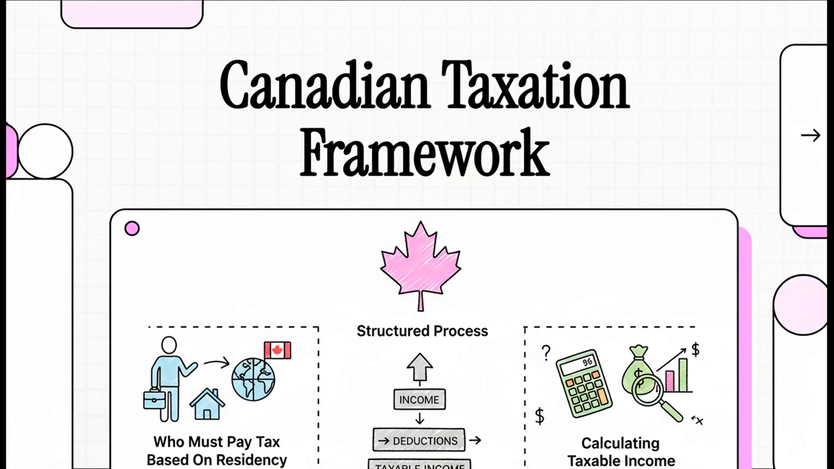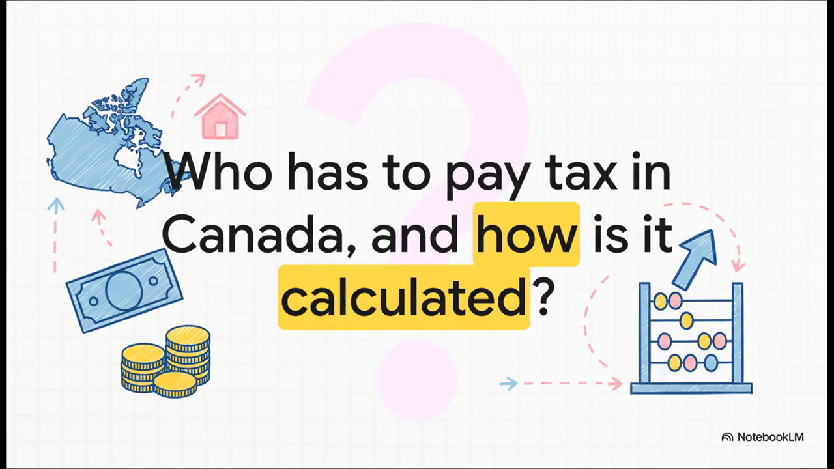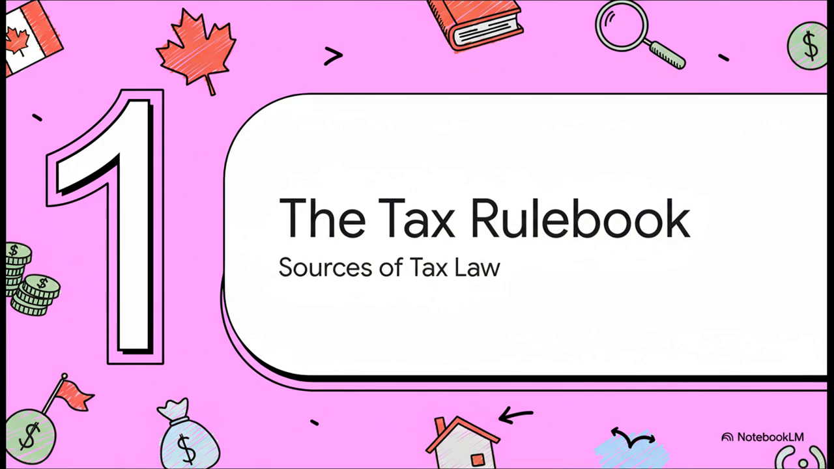Getting this framework down is absolutely essential because I promise you, almost every single financial decision you make from here on out will have tax implications. So let's just jump right into the core question that's going to guide us today. Who is required to pay tax in Canada, and how do we even begin to calculate the amount that's owed? I mean, the entire system really is designed to answer this one big question. So we're going to break it down piece by piece logically, following the exact same journey a taxpayer would have to take.